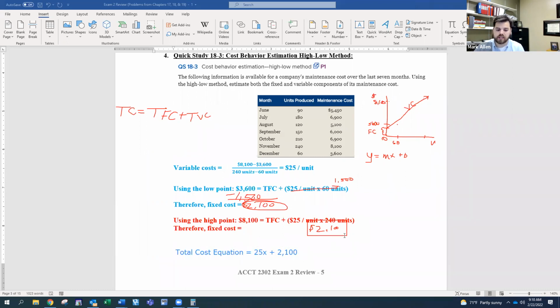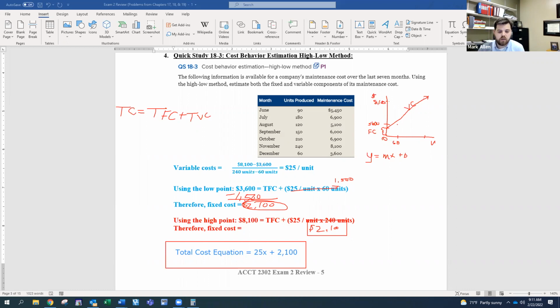So if you want to go back and test that, feel free. But what you'll find is that you're doing the exact same thing. 25 times 60, oh, that's 1,500 plus 2,100. That gets me back to the 36. So this is essentially the goal, because once you have this figured out, you can now quickly estimate production cost at any level.